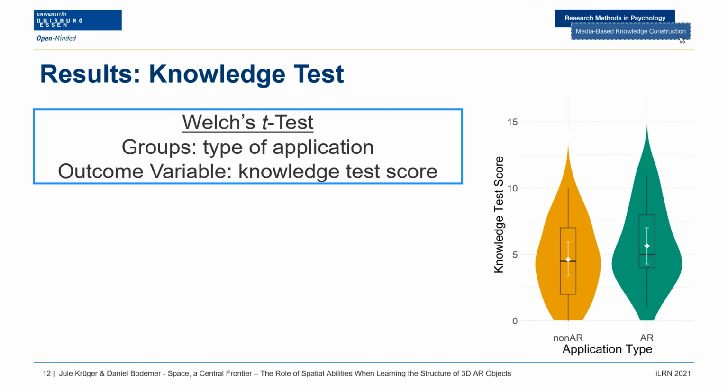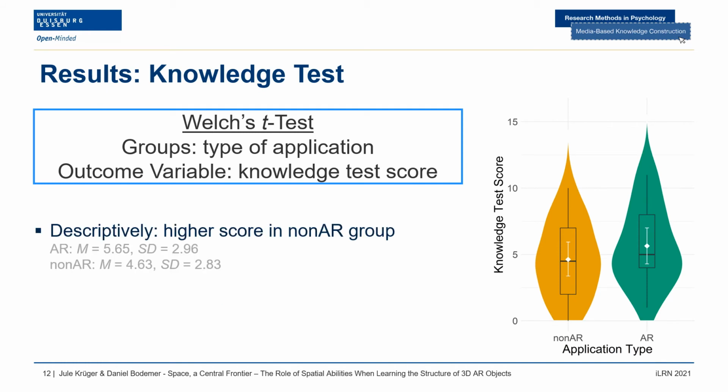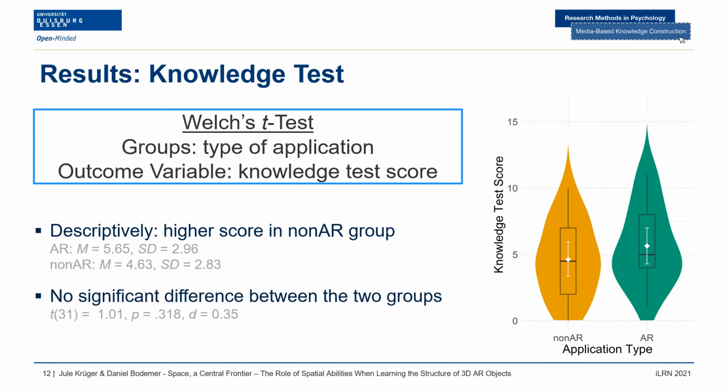Concerning the knowledge test, the AR group showed a descriptively higher score with a small effect size, but again, no significant difference was found between the 2 groups. The results concerning the 2 achievement variables thus indicate that although learning task execution may have been slightly better with a non-AR application, learning outcomes may have been slightly better with the AR version.